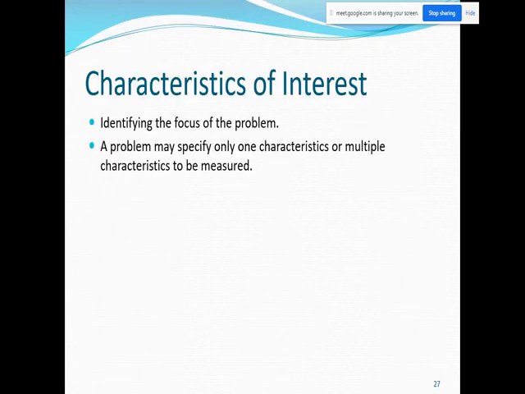Now, characteristic of interest, identifying the problem. Once the problem is identified, we know what our problem is, about what we need to collect the information. But what happens in marketing research or business research, since it is social science research, is that there are other activities which might influence the main characteristic which you want to study. It does not happen in a laboratory experiment. In a laboratory experiment, things are under control.